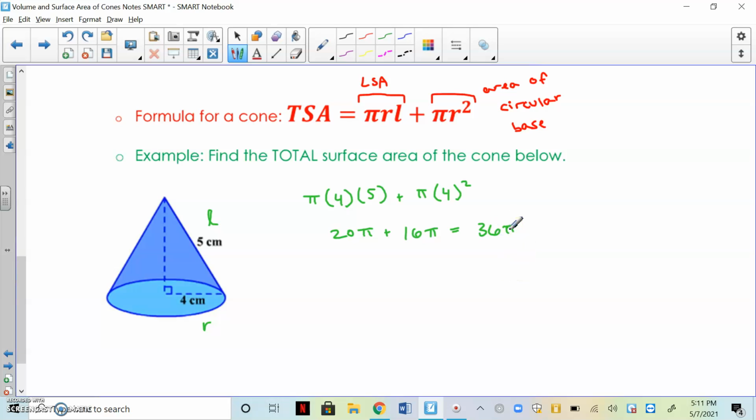Again, you can type this into the calculator. It's just, in my opinion, annoying. I prefer doing it this way, but it's all just a question of personal preference. And this is our final answer. This is my total surface area of this cone, the area around it, and also the area at the bottom.